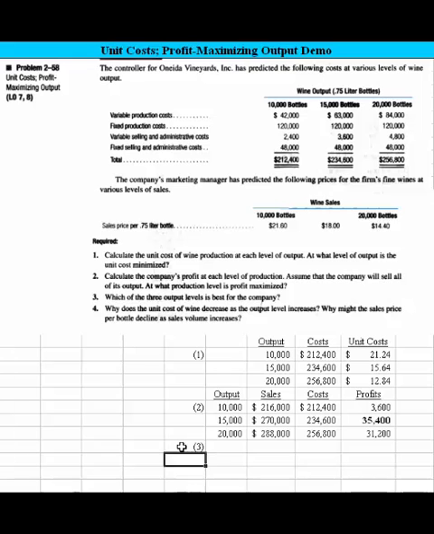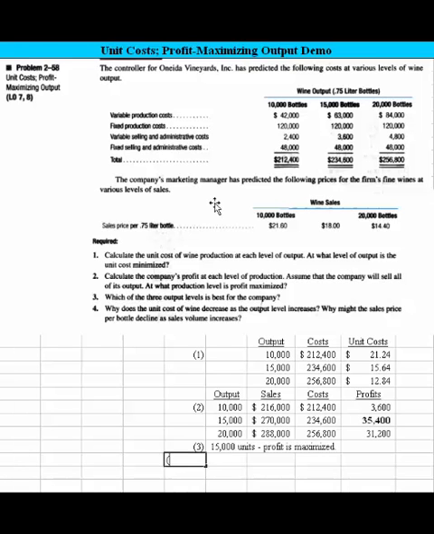Now we look at question 3, which doesn't involve any math. The question is, which is best for the company? 15,000 units. Why? Because profit is maximized. And we're not interested in minimizing costs. We're interested primarily in maximizing profit. Now, number 4, why does the unit cost of wine decrease as the output level increases?